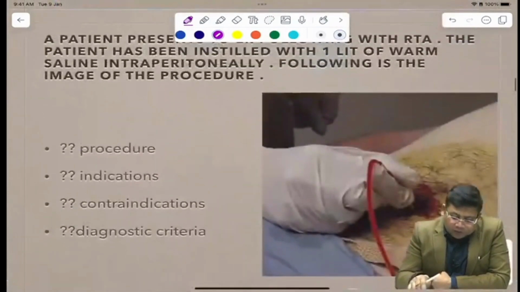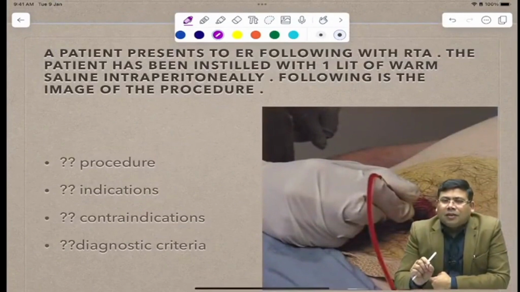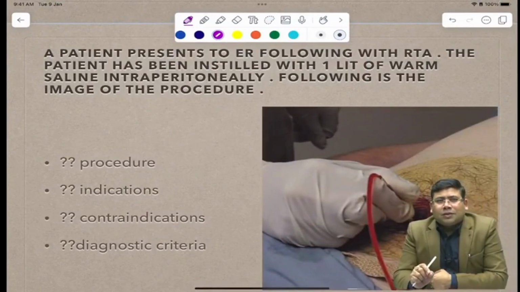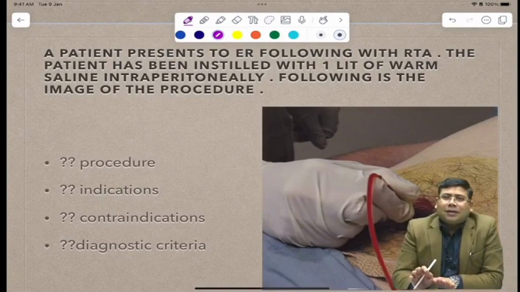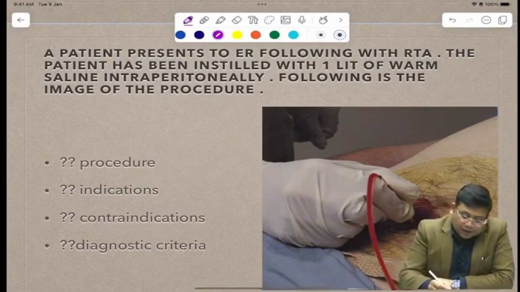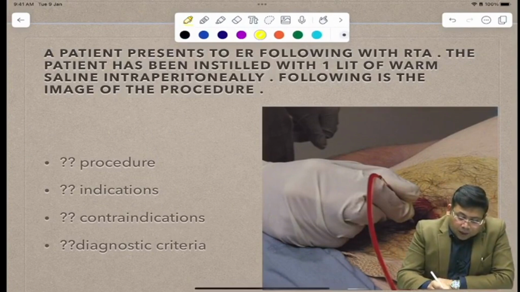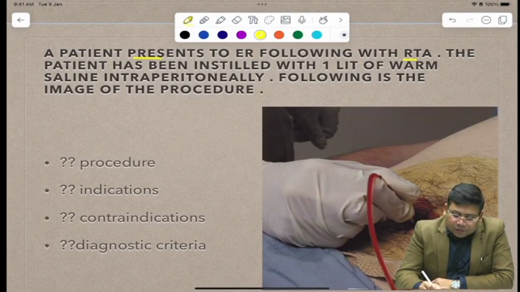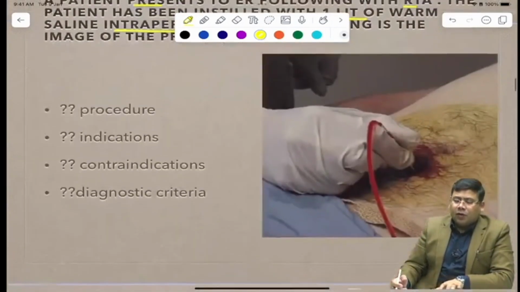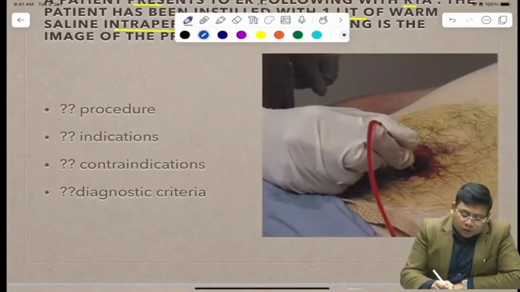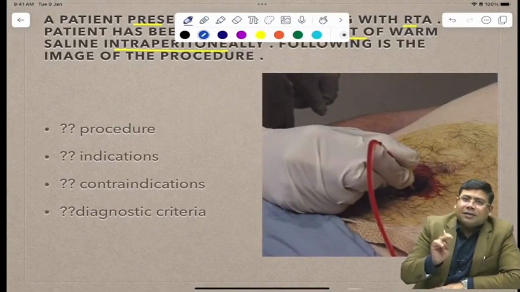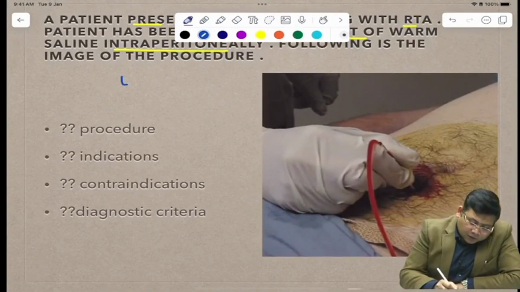Let us move forward and let us see this image. This image you might not have been able to see in clinical practice because we don't practice it anymore. But yes, this is very interesting. Let us read the scenario. A patient presents to the ER following RTA. The patient has been instilled with 1 liter of warm saline into the peritoneum, and this is the procedure. So first of all, what is the procedure you are doing? Students, I am instilling warm saline and aspirating it out. So one thing is clear, that I am doing a lavage.